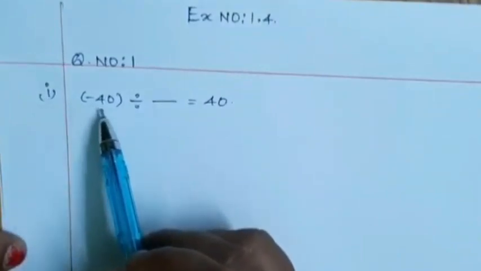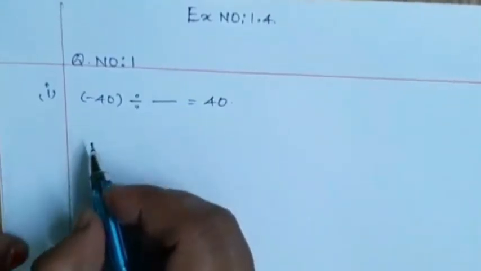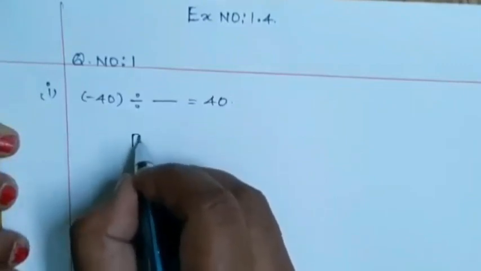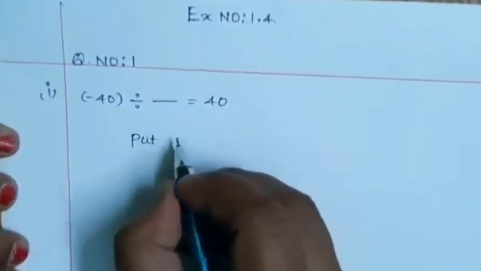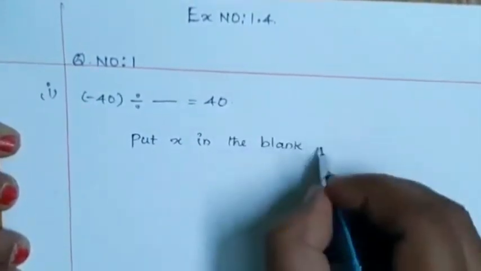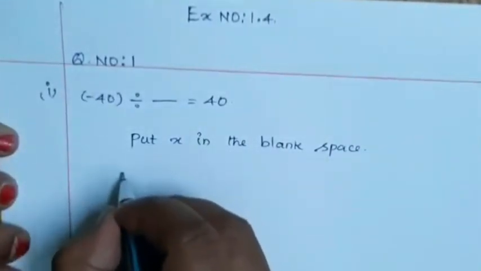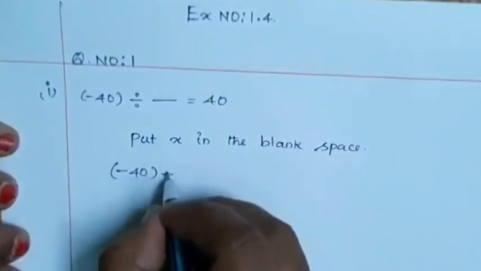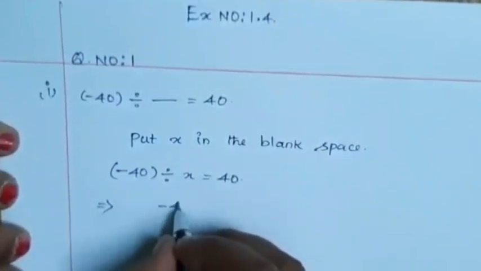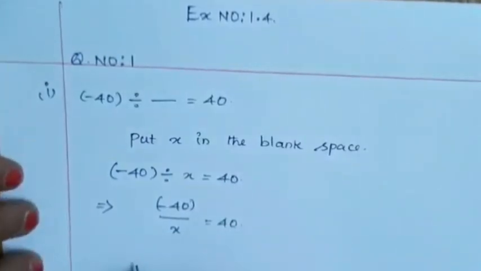Question number 1, subdivision 1. Minus 40 divided by dash is equal to 40. To find the answer, let's take the unknown value as x. Minus 40 divided by x is equal to 40, which means minus 40 divided by x is equal to 40.